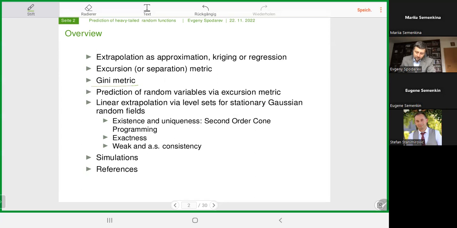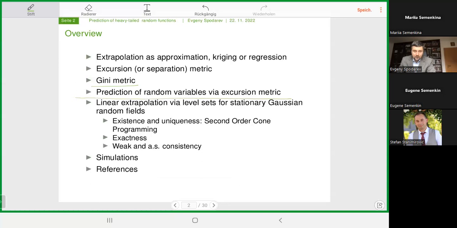So we'll assume that our prediction approach is based on the minimization of this Gini metric, actually, or the excursion metric in more generality. And that's why in this particular part of the talk, I will give you a glance of what can be this prediction via excursion sets and excursion metric. So the main idea is that actually the excursion sets of the forecast and of the original process must be more or less the same.